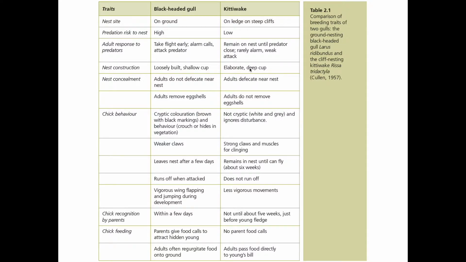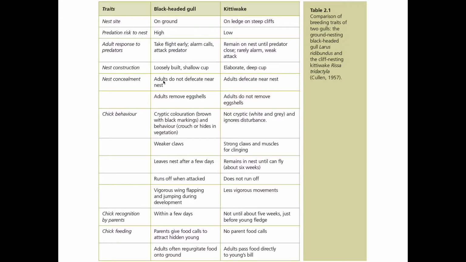In the case of cliffs, it's much more elaborate, and there's a deep cup that cradles the eggs. Why would a cliff nester want that? Yeah, you don't want your egg rolling off the cliff. In the case of a black-headed gull, if an egg rolls away from the nest, it's only going to roll a few feet away, and then the parent will just corral it back into the nest. It's not going to roll 30 meters down to the ocean, and it's not going to fall after rolling a couple of inches and fall to its death at the bottom of the cliff.